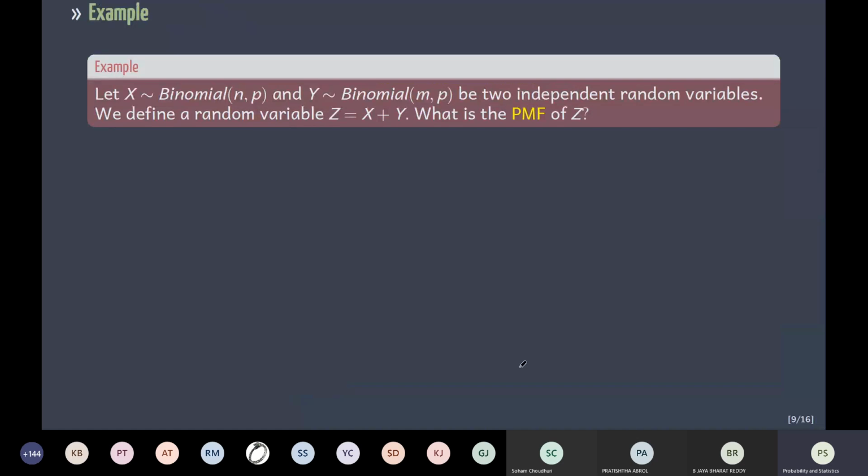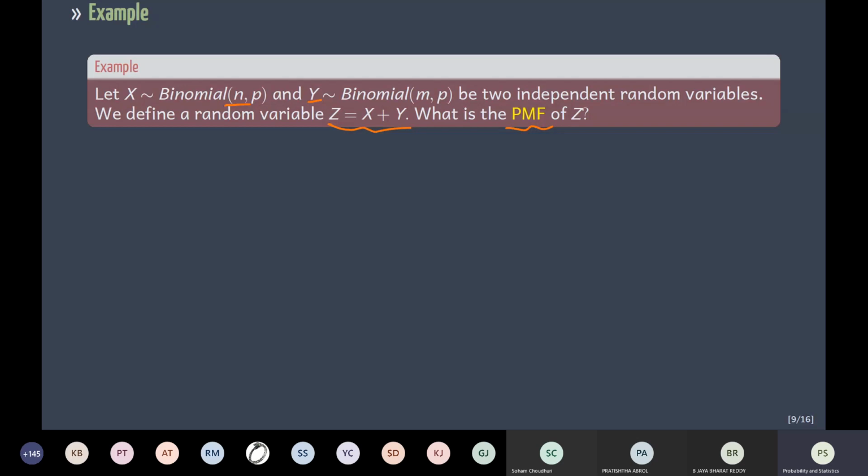Okay, so this is one example. Let x be binomial n comma p, and let another random variable y be binomial m comma p, two independent random variables. We define the random variable z to be x plus y. So what do you think will be the PMF of z? We take one random variable x, another random variable y, and we sum the random variables. So what will be the PMF of z?